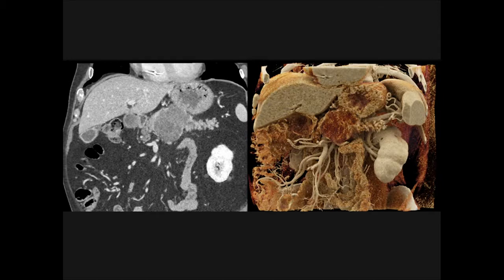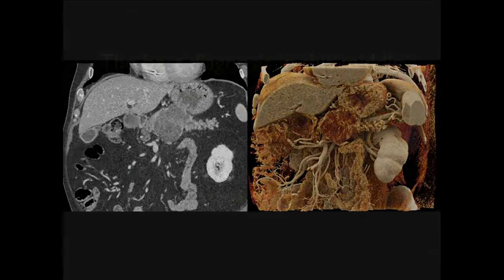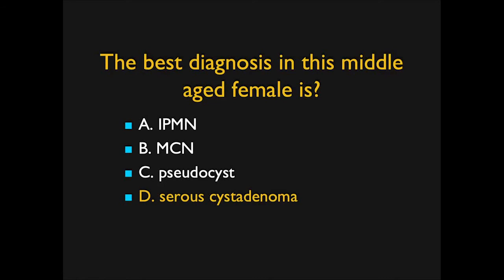MCN is very good in this location. Pseudocyst, patient no history of pancreatitis. But this lesion with the septations was a serous cystadenoma. I think sometimes you can have a problem with MCNs, but usually they're cystic, no septations, and you can see the septations better seen on the images with cinematic rendering. And so the best diagnosis in this patient is a serous cystadenoma. We know serous cystadenomas can grow. Usually if they're over 5 centimeters, they will be resected, but there is some variability in that.